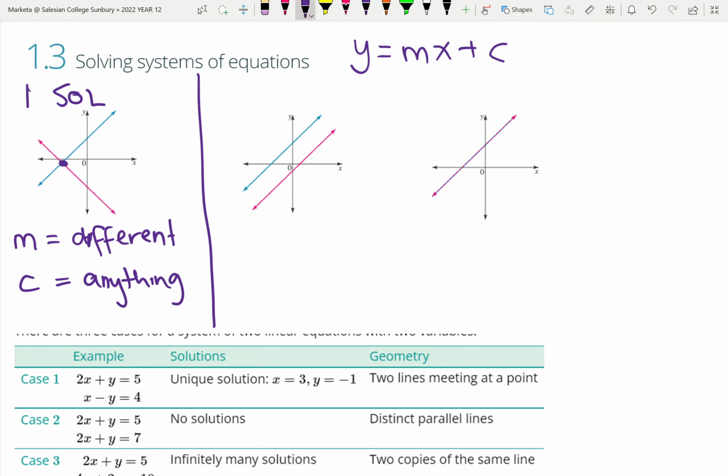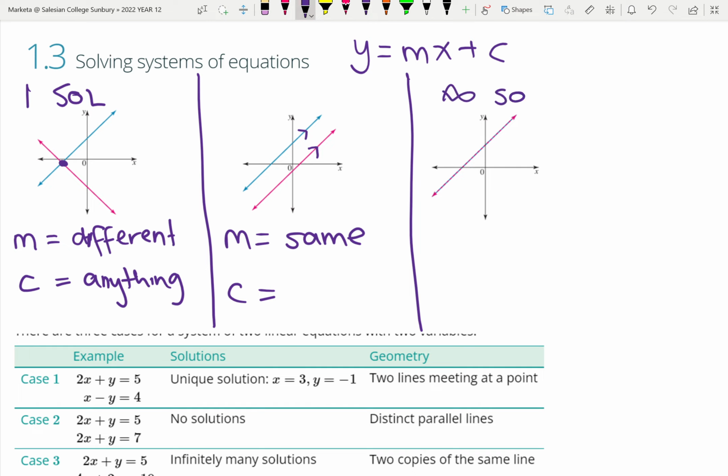If we look at no solutions, in the second picture here, you can probably see quite clearly that the lines are parallel. So that means, of course, that the gradients are the same. And the y-intercept has to be different because, let's look across to where we have infinite solutions here. This is no solutions. So they're two different things, infinite solutions and no solutions.